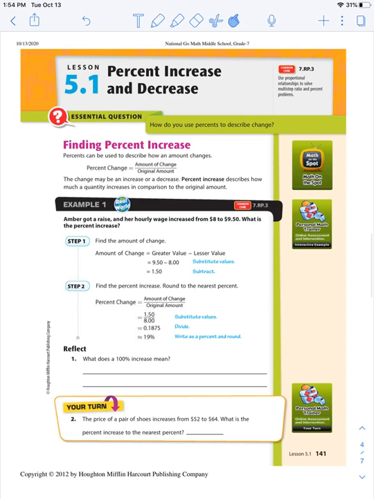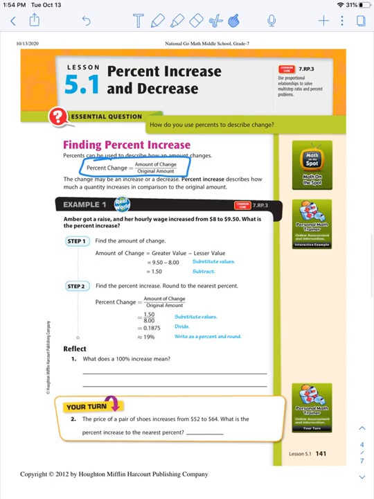So to find the percent increase, we're going to look for the percent change, which is the amount of change over the original amount. Remember, another word for that original amount is the principal. So how much it changes divided by how much we started with. Percent increase is going to be when it's positive. A decrease will be when the amount goes down.